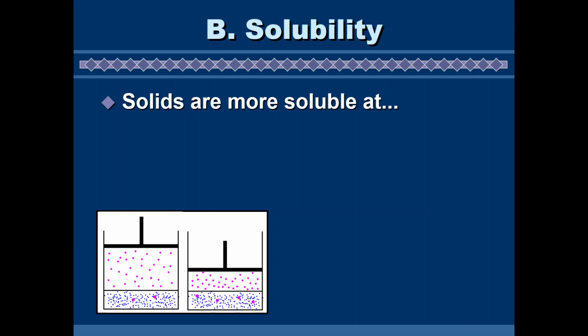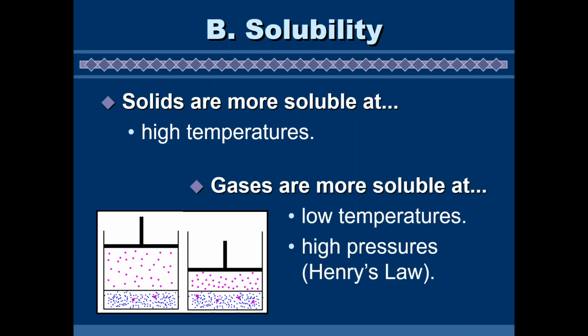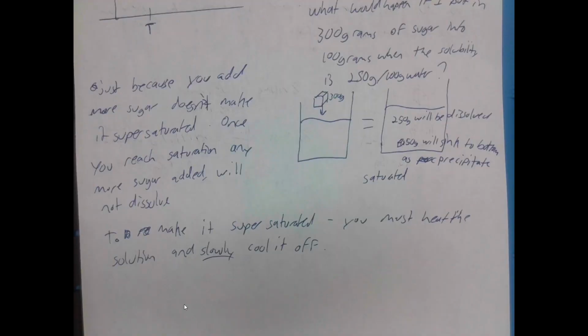It's also pressure. Pressure helps too. In order to get CO2 to dissolve, this bottle is under pressure. Solids are more soluble at high temperatures. Gases are more soluble at low temperatures and high pressures. So if you increase the temperature, you can get more sugar and salt to dissolve, but the amount of oxygen and CO2 will decrease. To get more gas to dissolve, you need to lower the temperature and increase the pressure. Make sense?